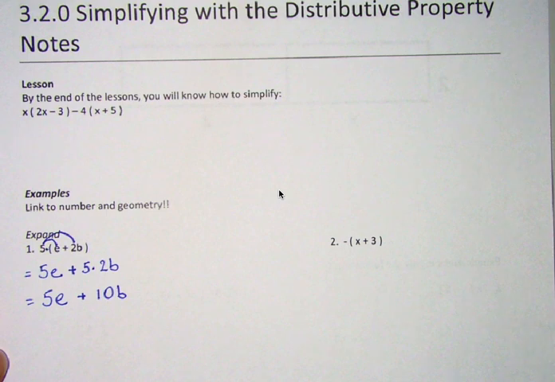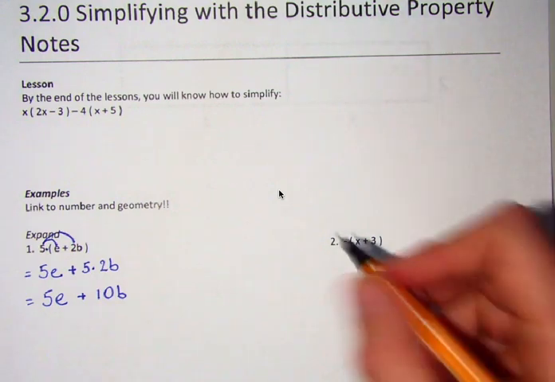Can we take that any further? Well, those are not like terms, so you can't say that's 15EB. Absolutely, so we can't simplify that anymore. Okay, let's look at the next one.